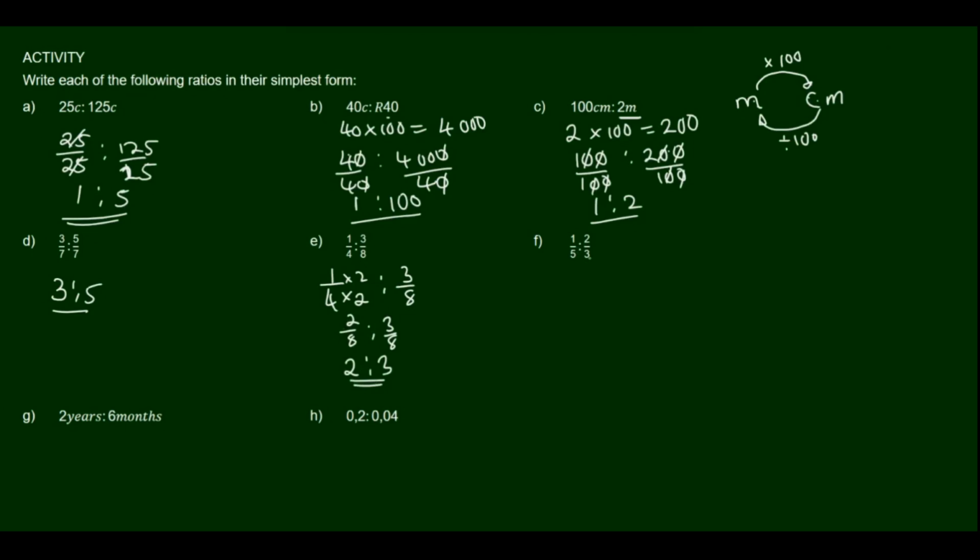Here the lowest common multiple between 5 and 3 is 15, or the lowest common denominator is 15. So what do we do? 1 over 5, we multiply the numerator by 3, is to 2 over 3. We multiply this one by 5. So it becomes 3 over 15 is to 10 over 15. Now the denominators are the same. We can just take the numerators. So this is the same as 3 is to 10.